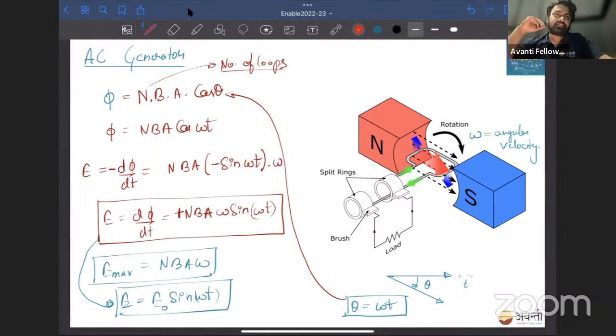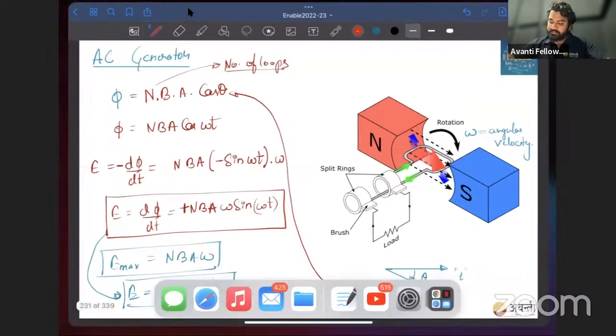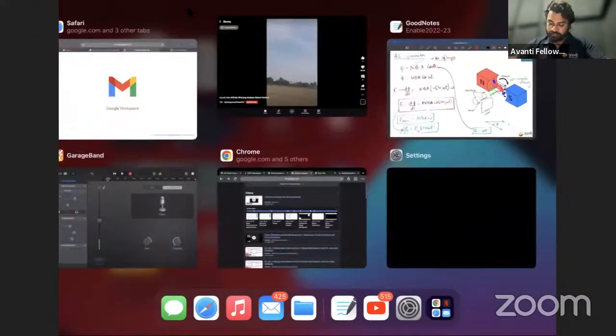Big generators are there in power plants, like thermal power plants, where coal is burned and steam is produced. That steam is used to run the turbine, and the turbine is connected to the shaft of the generator. It is just like a motor, but in reverse. When that generator is rotated, alternating current is produced. I'll just show you one simulation. Look here.